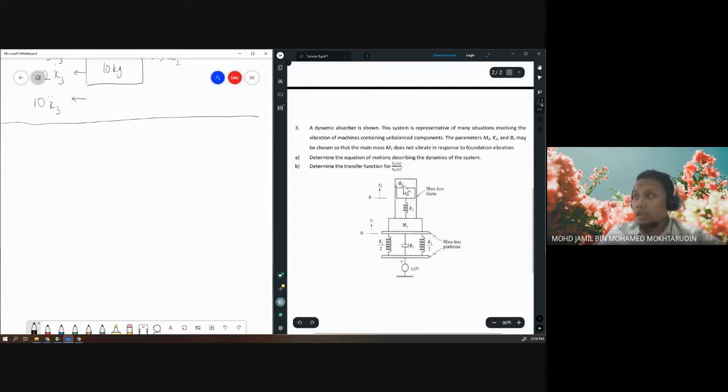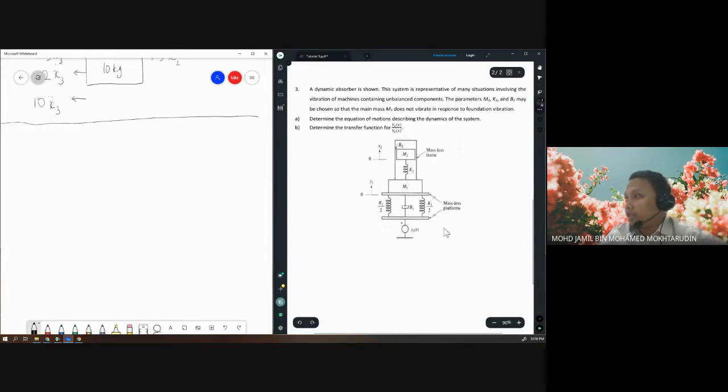So later, maybe for those who will take vibration next semester or already took vibration this semester, you will find this kind of diagram. Okay. There is a massless platform box in a massless frame. It may be hard to imagine. Okay, so let's look at how to draw the free body diagram of this figure, these structures. So a dynamic absorber is shown. This system is representative of many situations involving the vibration of machines containing unbalanced components. So the parameters M2, K2, B2 may be chosen so that the main mass M1 does not vibrate in response to foundation vibration.